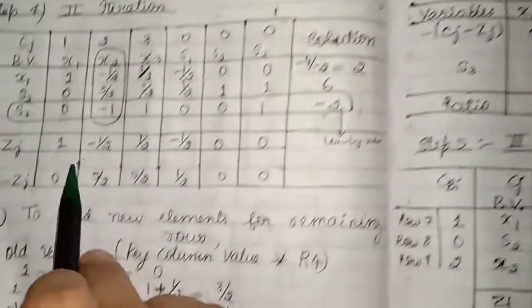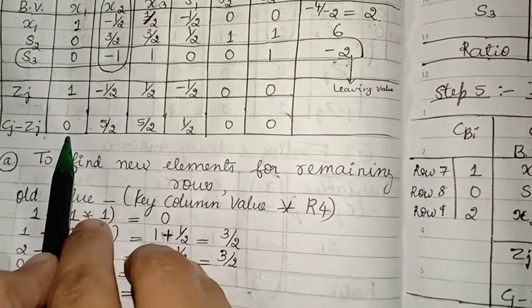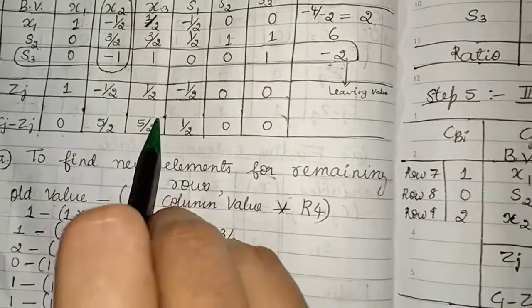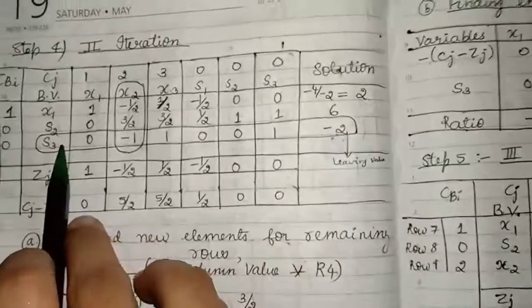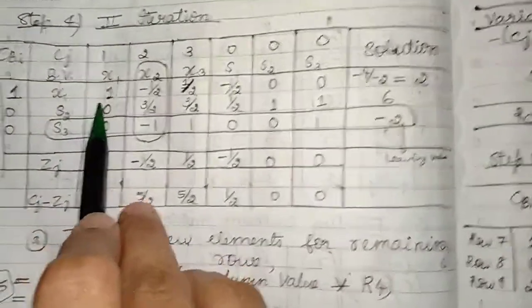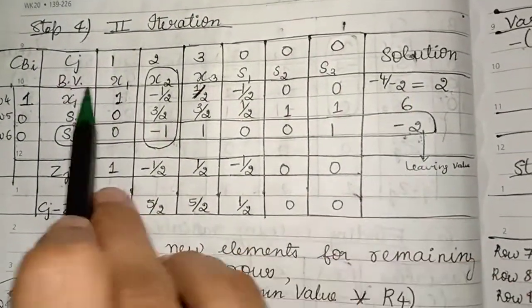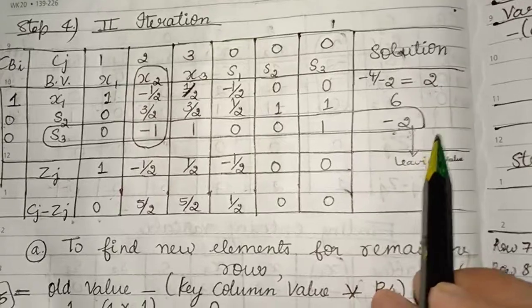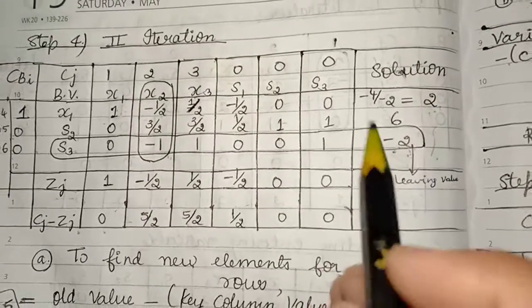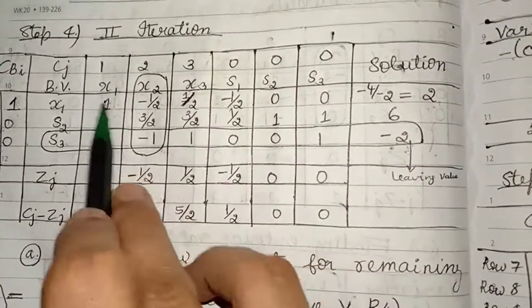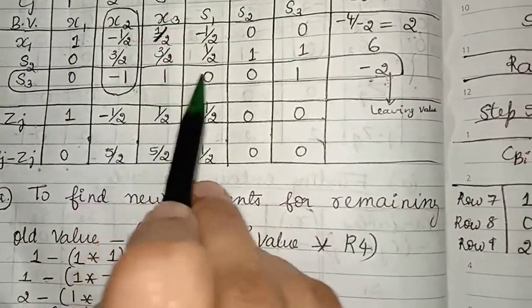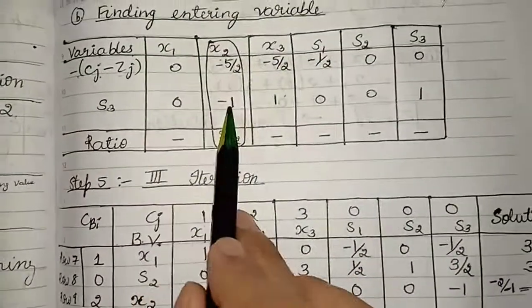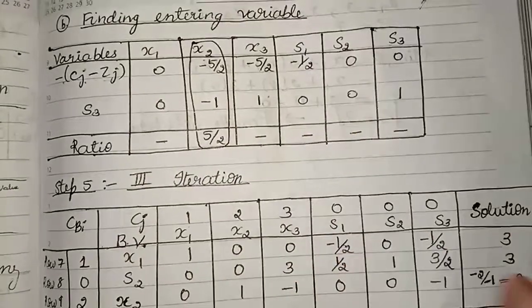You write all the Cj minus Zj in the negative form, and the S3 values. In the last iteration you had taken S1 values, but now you have to take the key row. Last time the key row was S1, but now it is S3. So you have to take values of S3, that is 0, -1, 1, 0, 0, 1. So here 0, -1, 1, 0, 0 and 1.